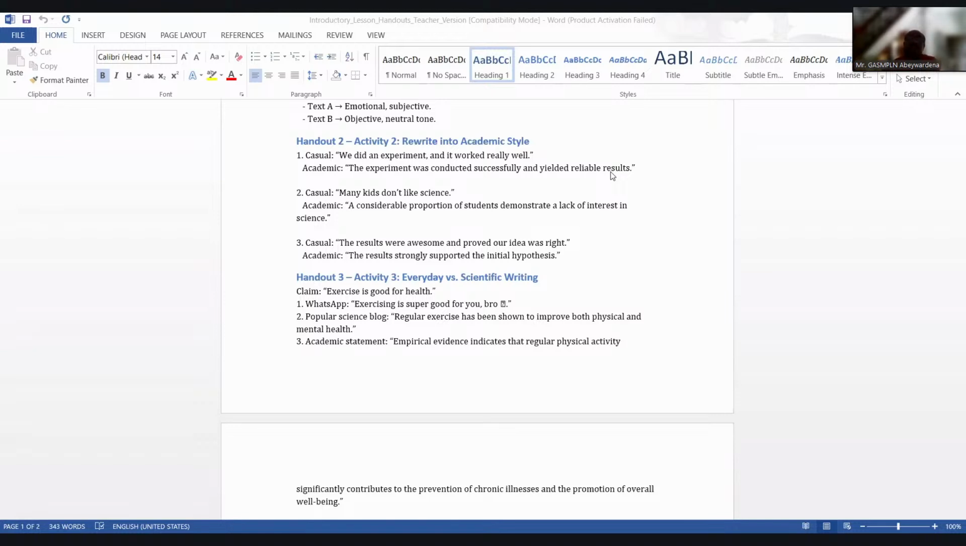Next one, kids. Kids story. Many kids don't like science. How? A considerable proportion of students demonstrate a lack of interest in science. We can say considerable number, even a considerable proportion of students demonstrate a lack of interest in science.